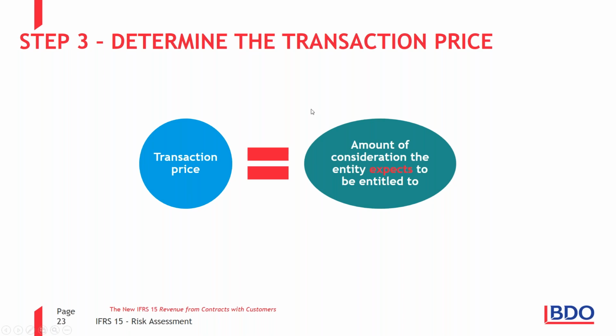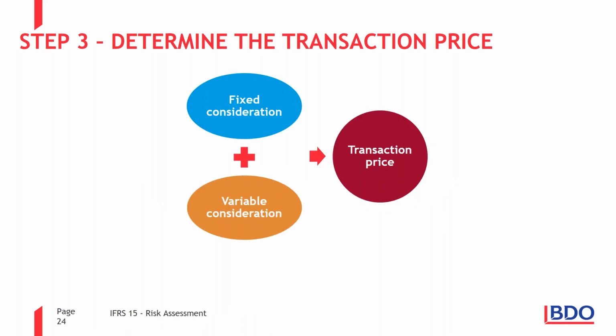Our transaction price is the amount of consideration the entity expects to be entitled to. Remember, in step 1, we said it has to be probable that we'll receive it. And what consideration do we actually expect? So we consider, will there be volume rebates? Will there be settlement discounts? Will there be penalties if we deliver late? Will there be rewards that we receive if we deliver early? We have to consider all of those. And then as part of transaction price, there can be a fixed bit, but there can also be a variable bit.